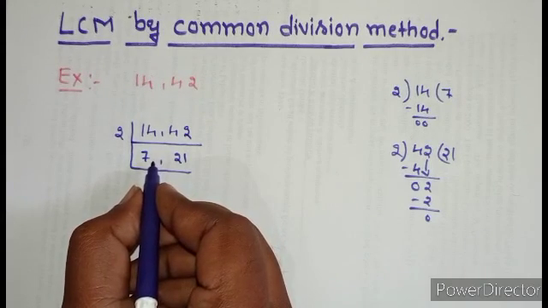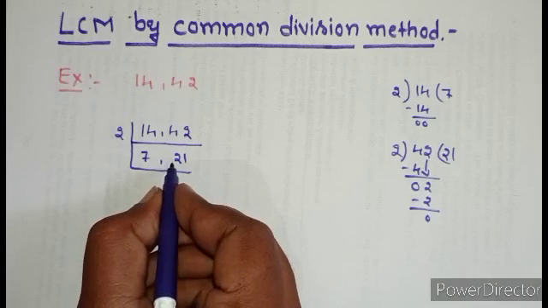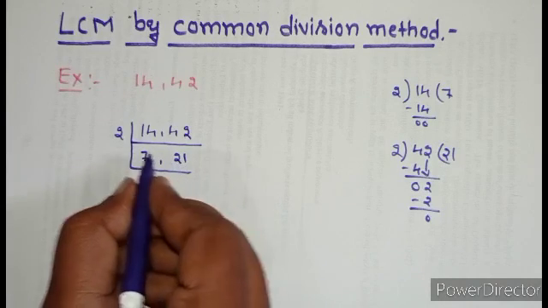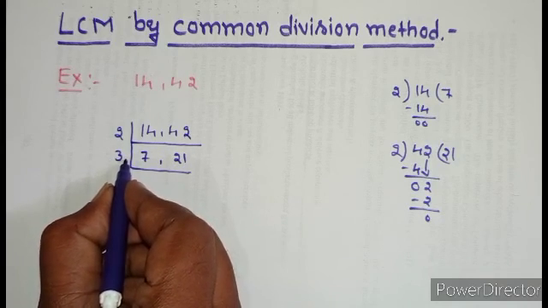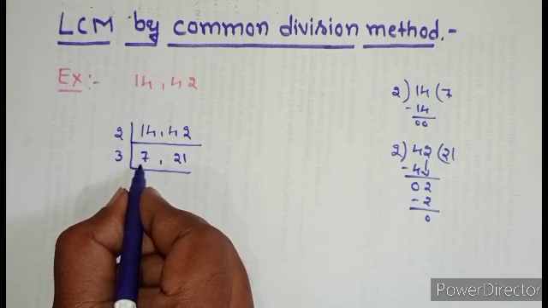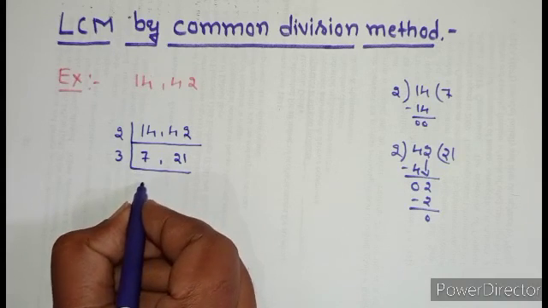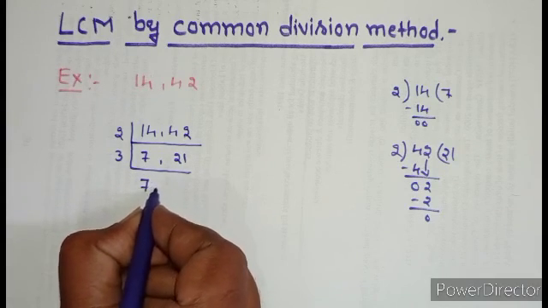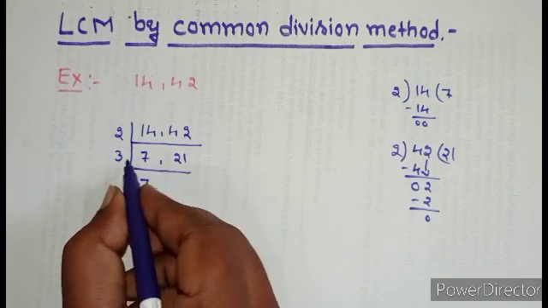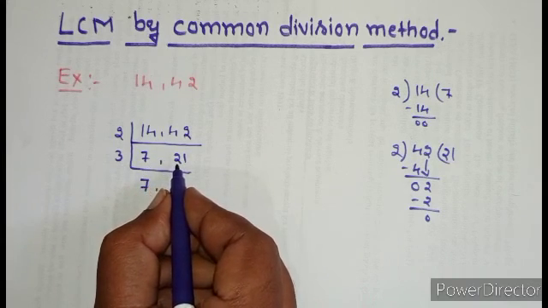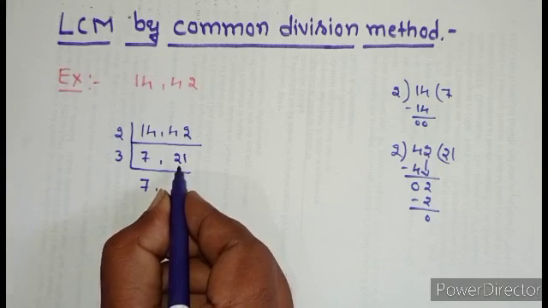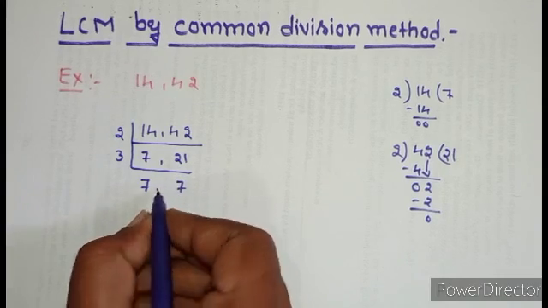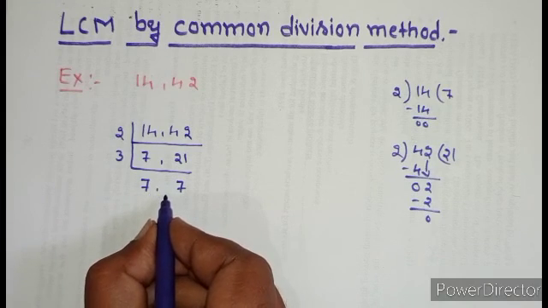Here the smallest prime number which can divide at least one number here is 3. All of you see here, 3 is the smallest prime number. From 3 we can't divide 7, right? So bring down 7 as it is. Here 21 completely divides by 3. 3 sevens are 21, right? Now we got 7 and 7.